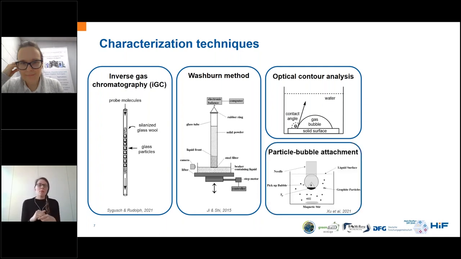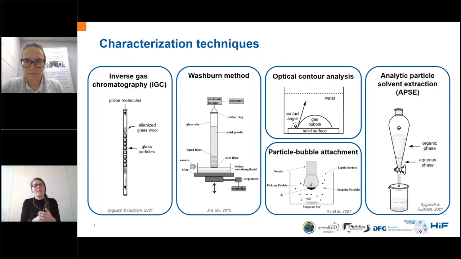So the last three methods were more focused on only one parameter, so surface energy or contact angle. But we also did a few studies where more particle properties come into play, let's say it this way, and which is a bit more realistic in terms of flotation. So here we have the particle bubble attachment, where we have a syringe. Also, again, in this little glass vial filled with water, we have our suspension inside. We create a gas bubble at the end of the syringe. We stir the particles. After some time, we stop the stirring, we let everything settle, and then we analyze the amount of particles that is attached to the gas bubble.